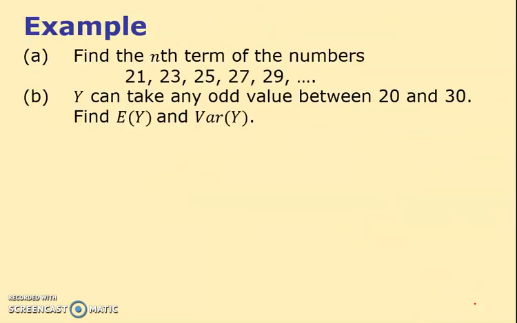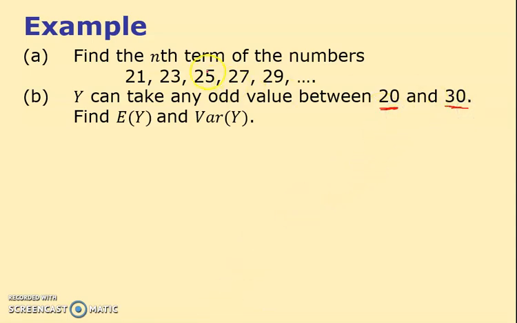So this next one is one that is not such an obvious one. The actual question I want to do is find the expectation and the variance of a bunch of numbers, the odd numbers between 20 and 30. That's what this is actually up here all about.